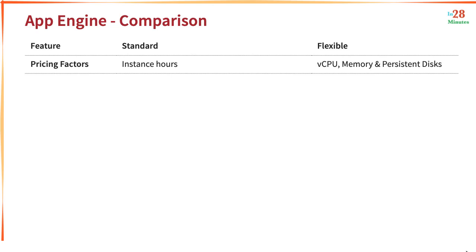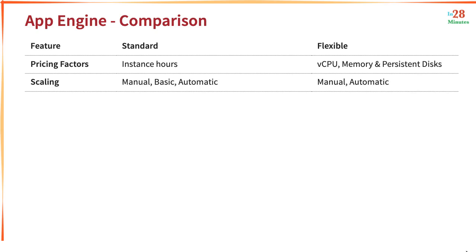Let's start with pricing. How do you price App Engine Standard? App Engine Standard is based on the instance hours. You don't really need to worry about CPU or memory or any of such configuration. However, when it comes to App Engine Flexible, you are priced based on the amount of CPU and memory that is used by your virtual machines. You are charged based on the persistent disks or the storage that you attach with your virtual machines.